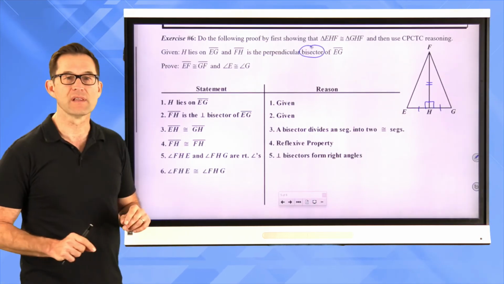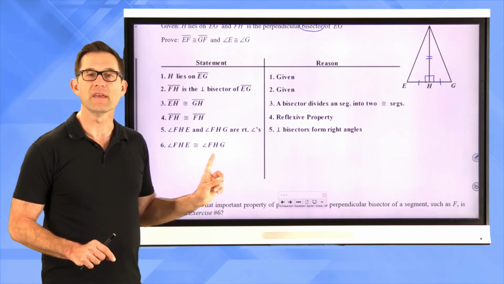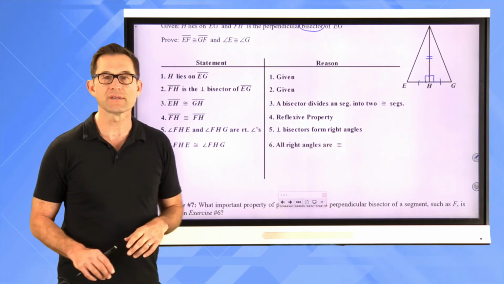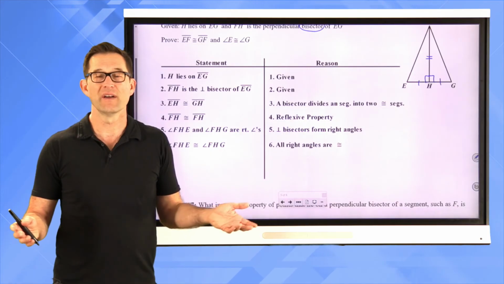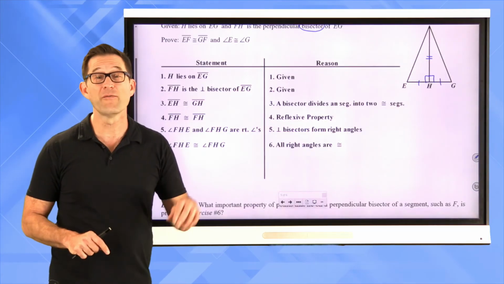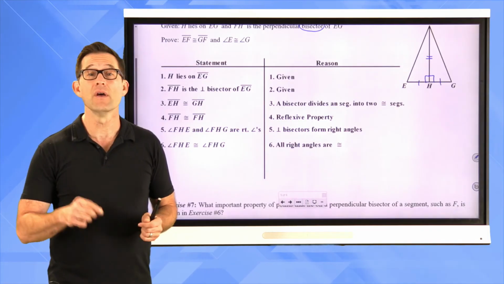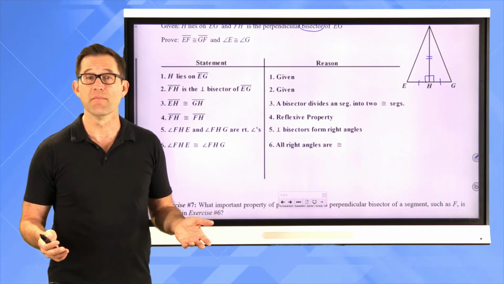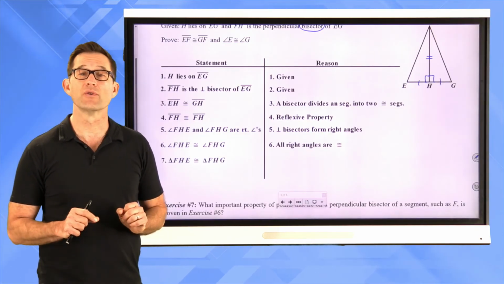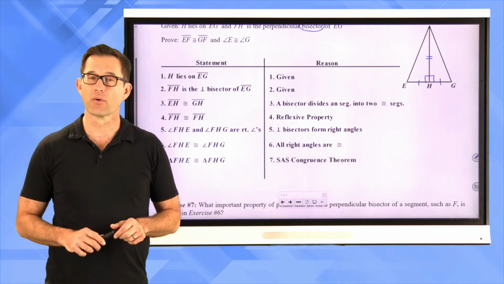So that becomes line number 6. Let me move this up a bit so you can see it a bit better. Angle FHE is congruent to angle FHG, and of course the reason is rather obvious, which is all right angles are congruent, right? By the way, all 60-degree angles are congruent, all 20-degree angles are congruent, all 54-degree angles are congruent, and all right angles are congruent, because by definition, two angles are congruent if they have the same measure. Finally, we can now say that triangle FHE is congruent to triangle FHG by the side angle side congruence theorem.